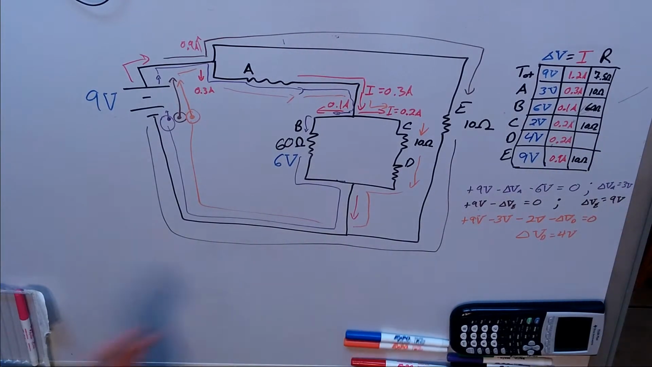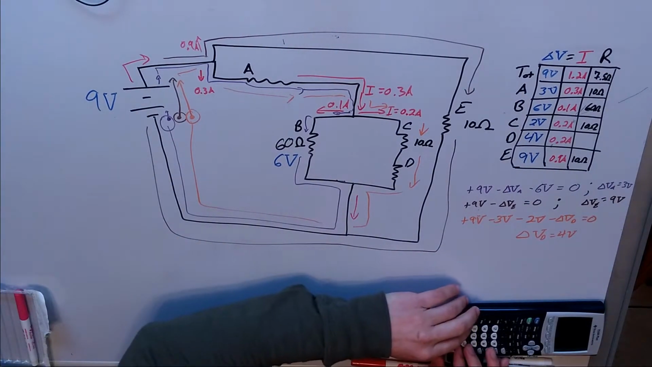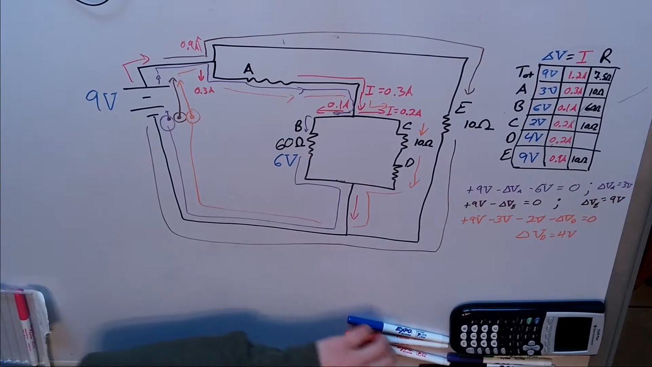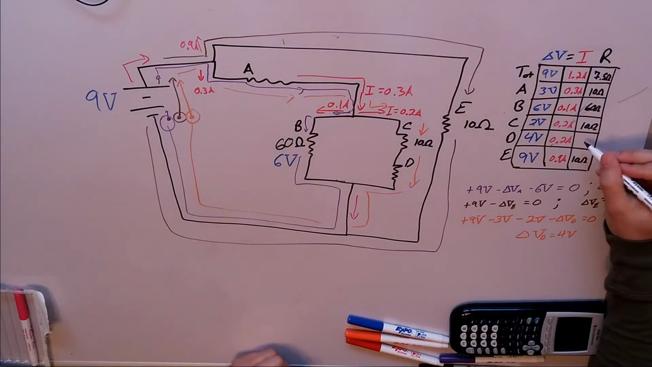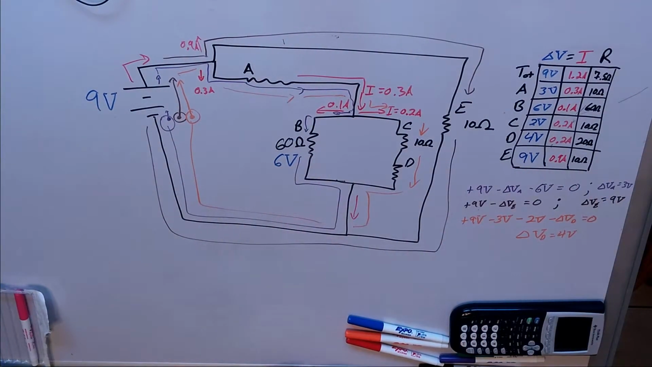Okay, and let's go ahead and double check. So 4 volts equals 0.2 amps times our resistance. So 4 divided by 0.2 equals, this should be a 20 ohm resistor. Now we've filled in our table. There are a couple things that I want us to take a look at.